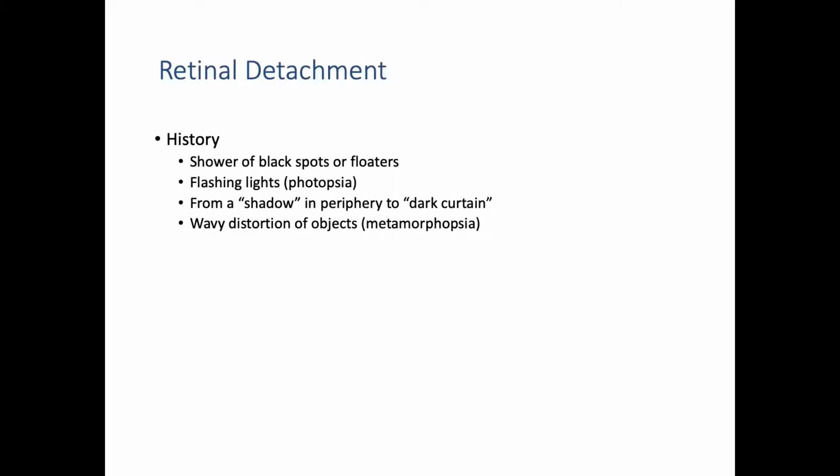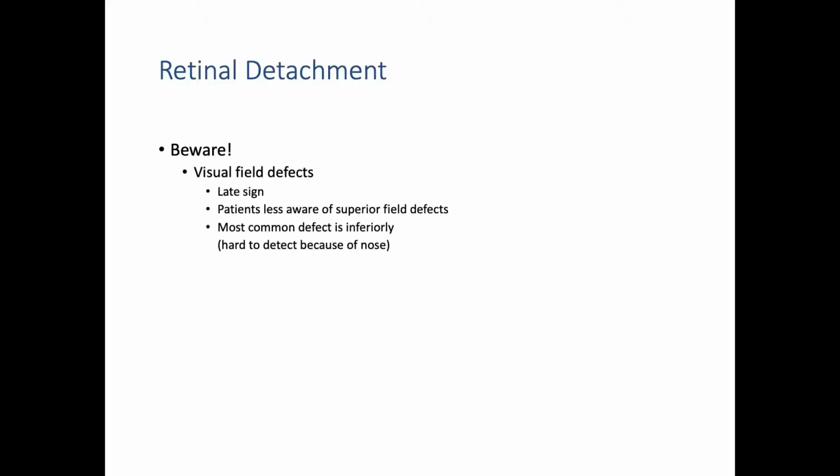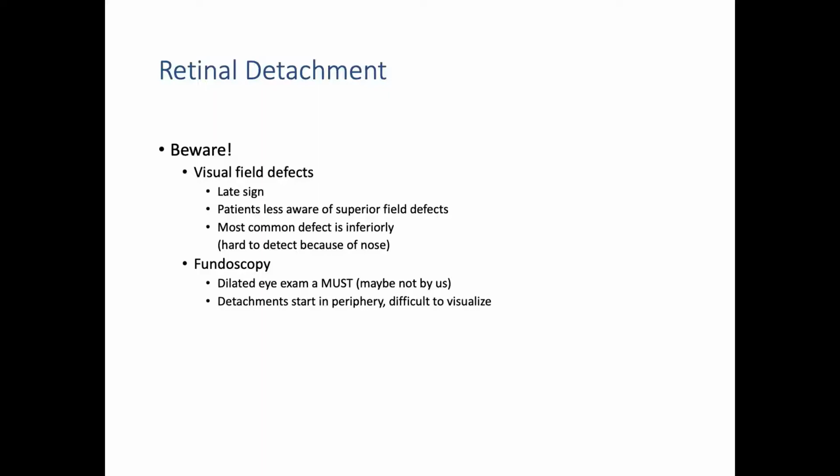So usually, as you know, patients present with floaters or black spots and flashing lights. They may complain of a wavy distortion of objects. The visual field effects may present as a late sign. Patients may be less aware of the superior field effects. The most common effect is actually inferiorly, and that's usually hard to detect because of the nose. So the takeaway is that there may not be any visual field effects initially.